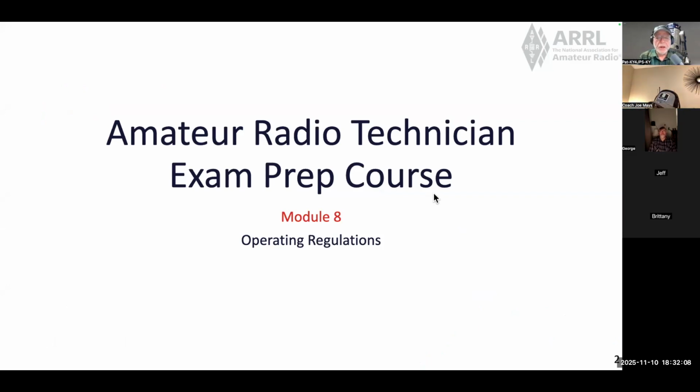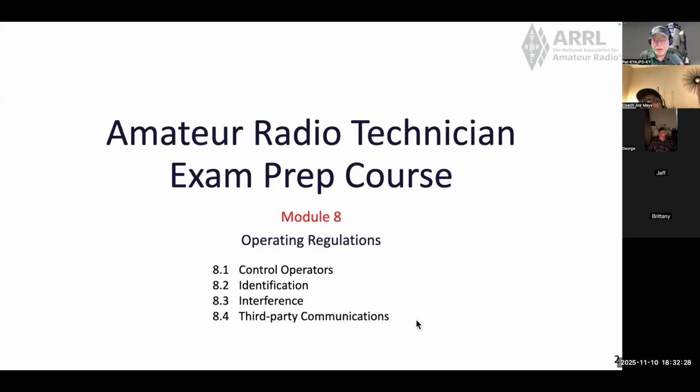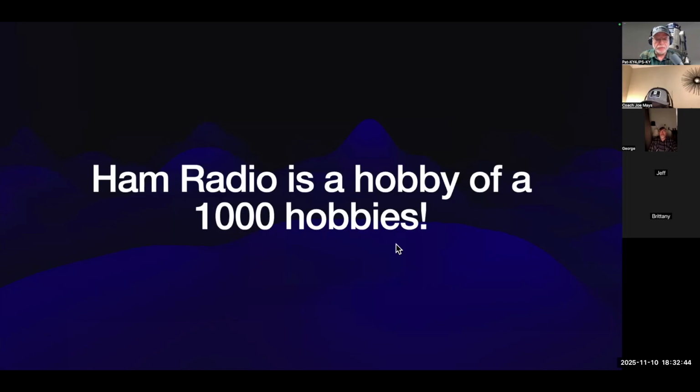In this module, we're going to talk about operating regulations, talk about a control operator, talk about how you identify when you're on the radio, interference, either natural or man-made. We'll talk about that. Third-party communications and how you handle that, and what third-party communications are. And then we'll talk about remote and automatic operation and prohibited transmissions. There are some things that you're not allowed to transmit on ham radio.